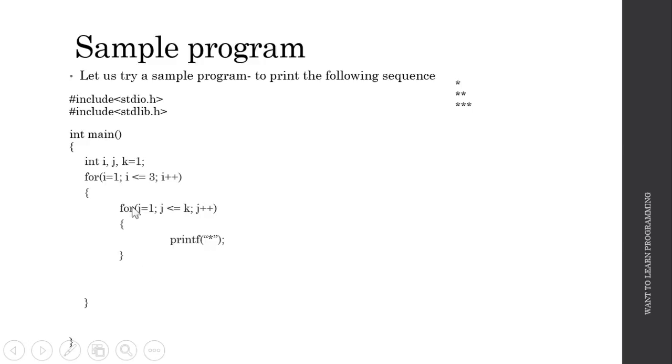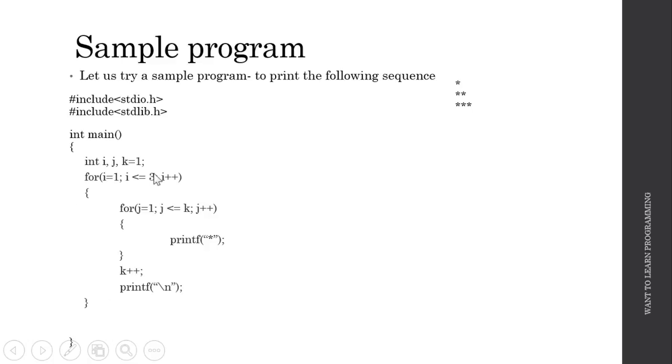Next, for every iteration of this, we printf a star. Next, after the execution of the inside for loop, we will increase the value of k and printf backslash n. So let's look at how this works. For example, i is equal to 1, it will enter this loop. Here j is equal to 1, j is smaller than equal to k, that is k equal to 1. So this printf will run only one time. After this, we will increment the value of k and we will go to the next line.